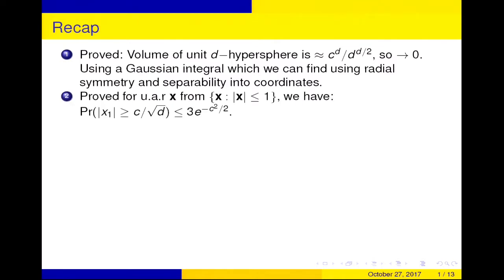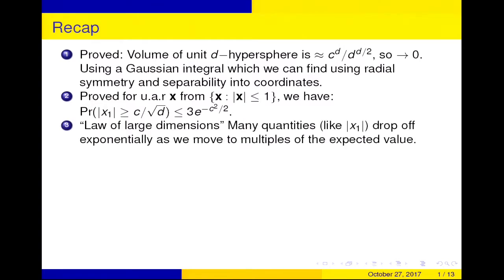And we proved also that for a uniform random point x from the unit sphere, the probability that the length of x1, the first component, this is the distance from the equator, if you will, is greater than c over root d, goes down as e to the minus c squared. Okay? So we proved that.